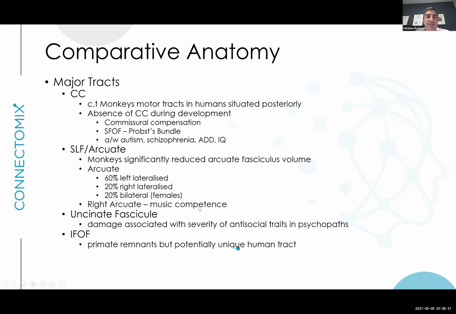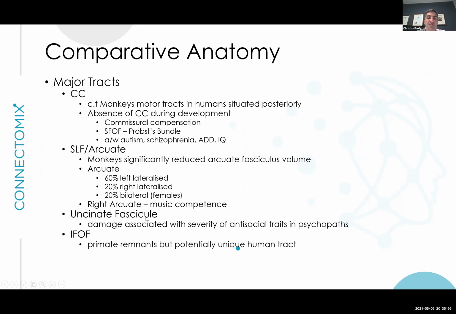And it may explain some findings which are showing that after a left-sided stroke, females actually recover their language functions better than what males do. Potentially, it's because they've got a bilateral arcuate fasciculus and they can rewire their connectome for language function. On the right side of left dominant people, the arcuate has been shown to be important in music competence.